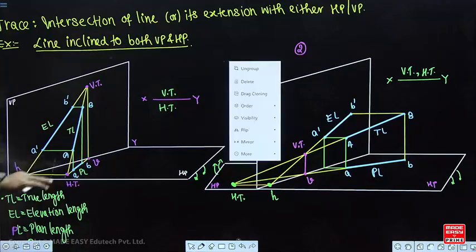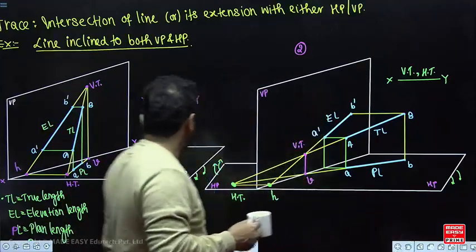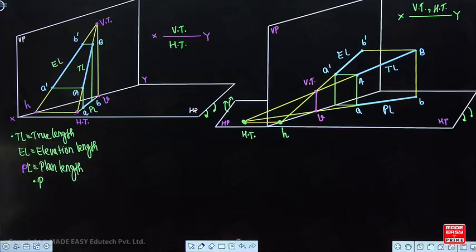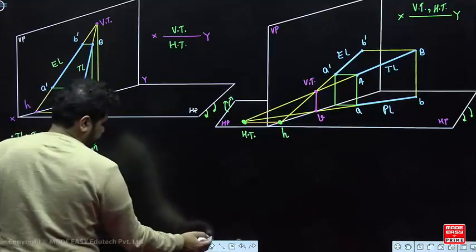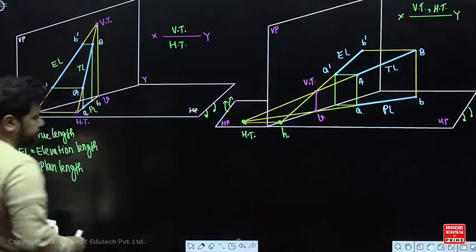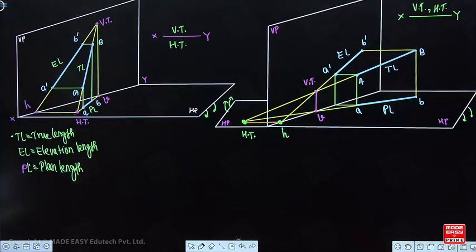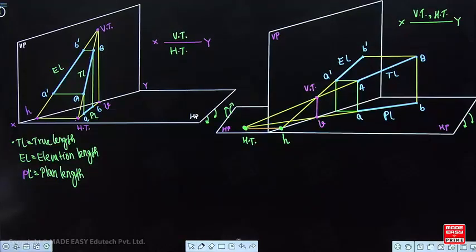समझ में आ गया ट्रेस? चलो. So once you have understood the trace, so let us. क्लियर है? आगे चले. Correct?